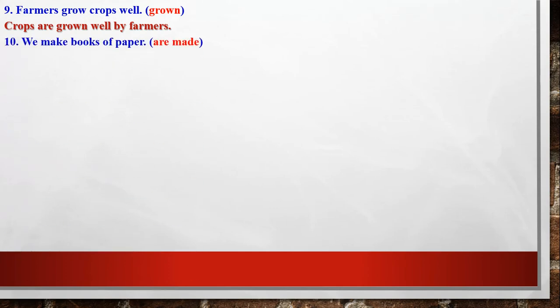Okay, sentence number 10. We make books of paper. Are made. To use are made, we must change the sentence to the passive. To change it to the passive, I must use the object at the beginning of the sentence. Where is the object here? The object here is books. So I will start the sentence by using books. So the answer is books are made of paper.